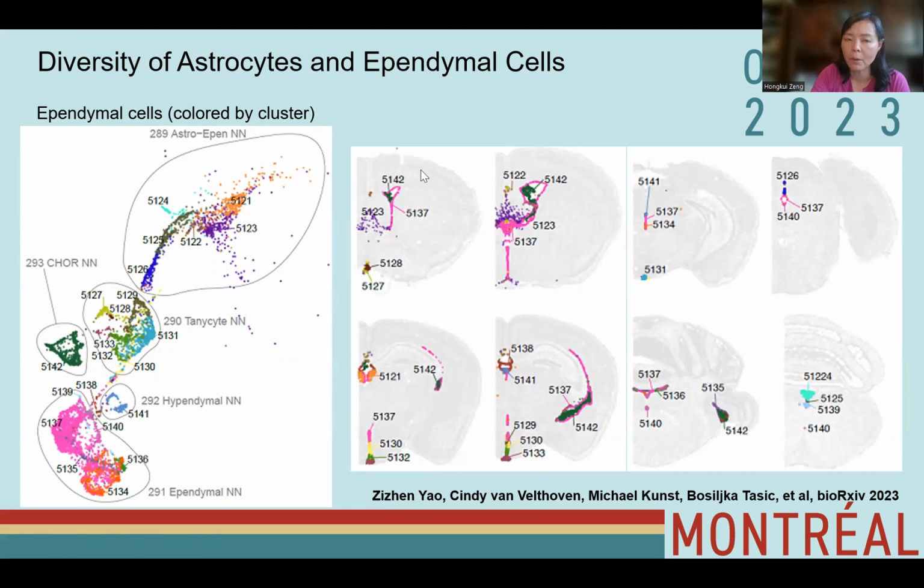Similarly, for ependymal cell populations, we obtained multiple subclasses and even more clusters. Ependymal cells line all the ventricles across the entire brain. And we find beautiful correspondence between transcriptomic clusters and a spatial specificity in lining the specific ventricles in different parts of the brain.